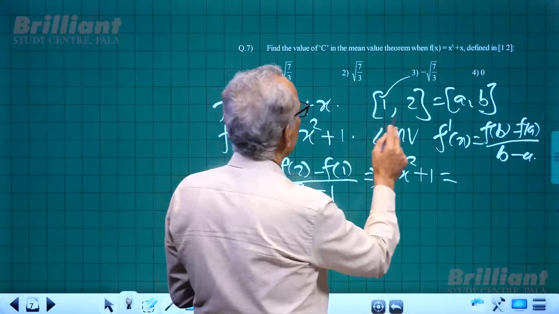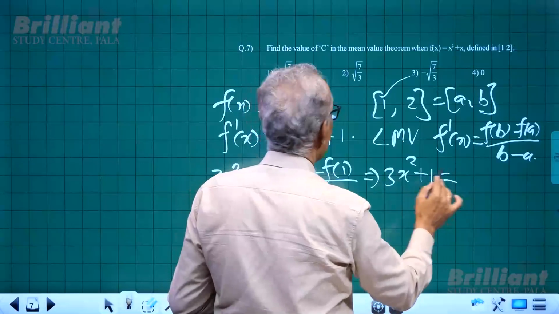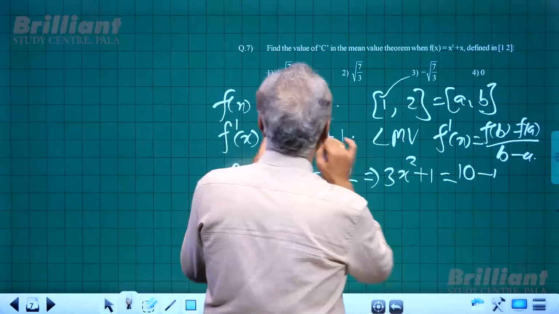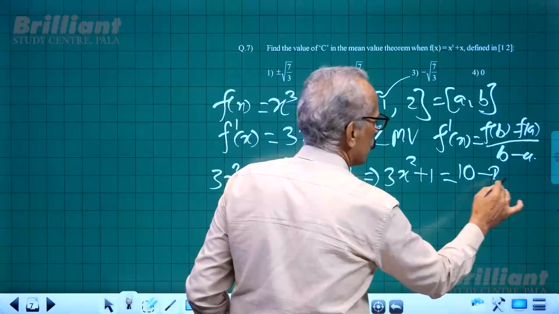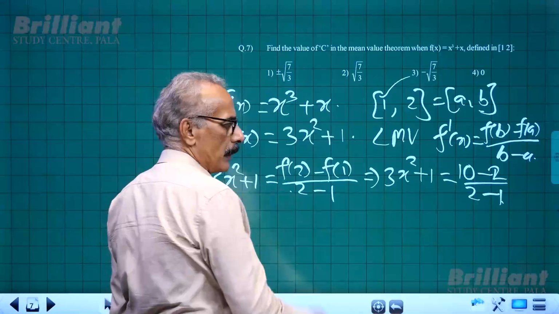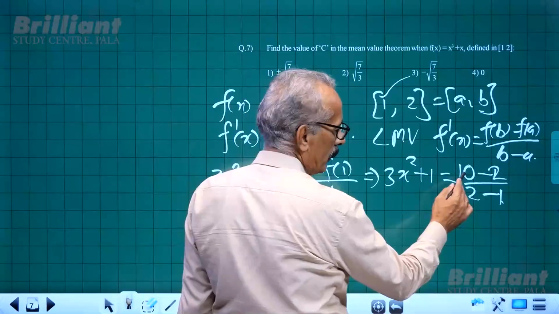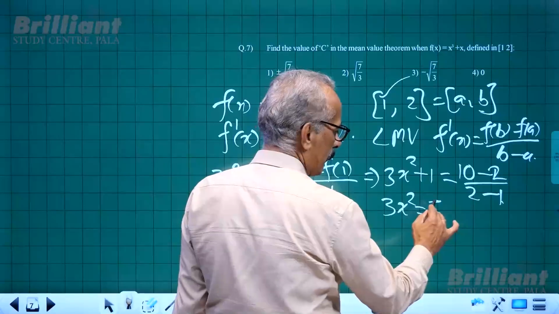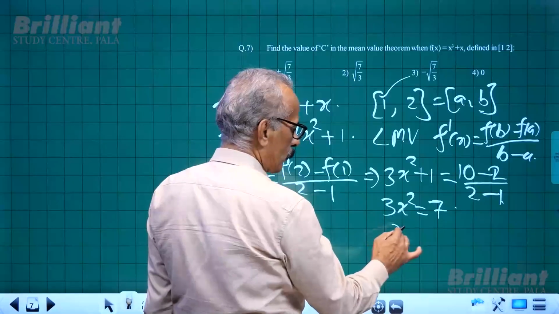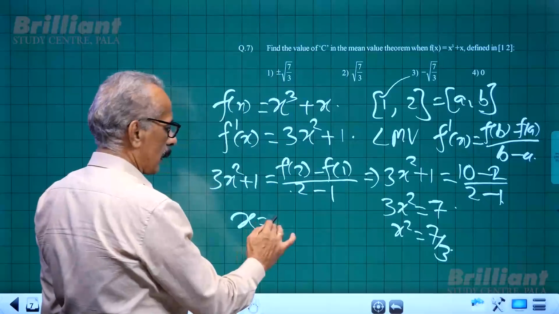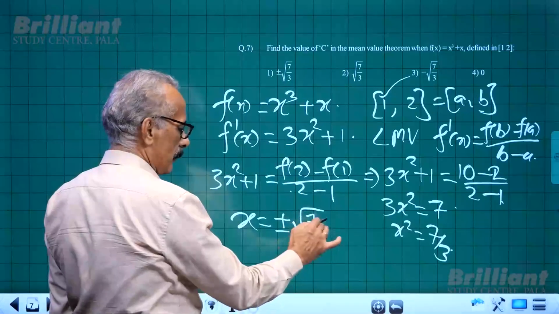What is f of 2? Substitute over here: 8 plus 2, 10. Minus f of 1. f of 1 means 1 plus 1, that is 2, divided by 2 minus 1, that is b minus a. Okay, that is calculated. This will be 8 only. 3x square is equal to 8 minus 1, 7, so x square is equal to 7 divided by 3. Therefore, you get x is equal to plus or minus root over 7 by 3.